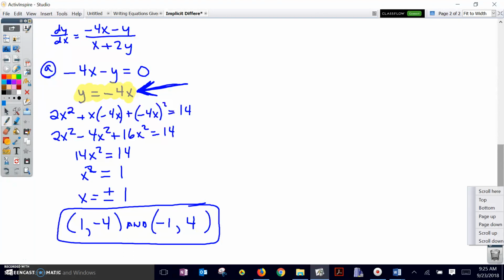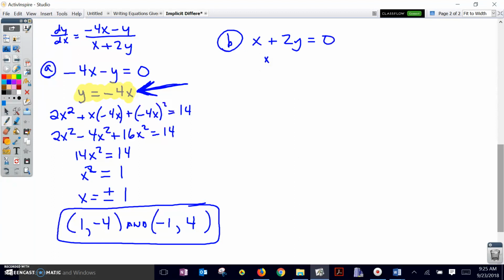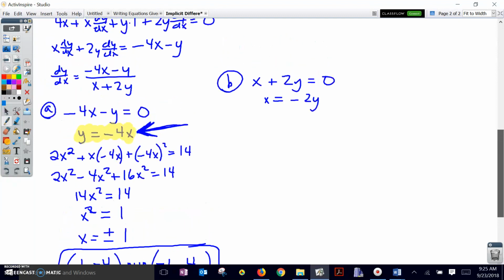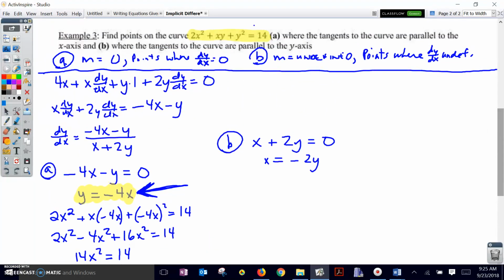And in part B, we want the derivative to be undefined. In order for the derivative to be undefined, the denominator of the derivative has to be equal to 0. So we've got that same scenario. I'm going to solve this for x. I could solve it for y, but I'd rather work with whole numbers than work with fractions. And now we're in a scenario again where we want to take this equation and the original and solve that system. So we're going to substitute negative 2y into the original function, everywhere where there is an x.